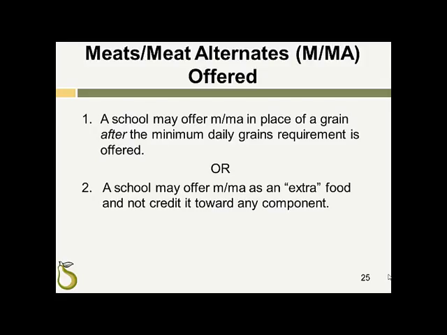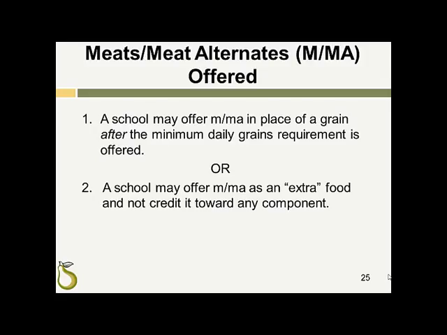A school may offer meat alternate in place of grains after the minimum daily grain requirement, 1 ounce equivalent, for all age grade groups is offered. The student does not have to select the grain items in order for the meat alternate to credit as food items on the student's tray. For this option, 1 ounce equivalent of meat alternate may count as 1 ounce equivalent of grain for the purpose of meeting the weekly grain component requirement.